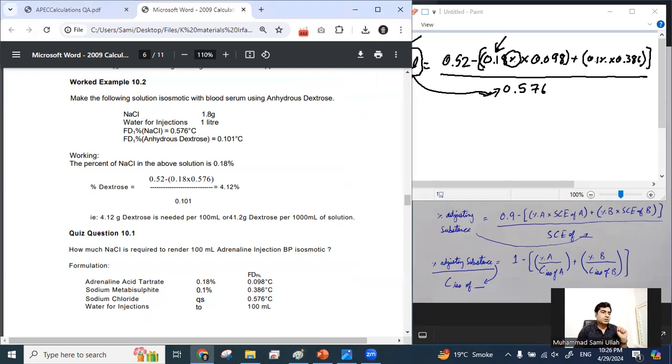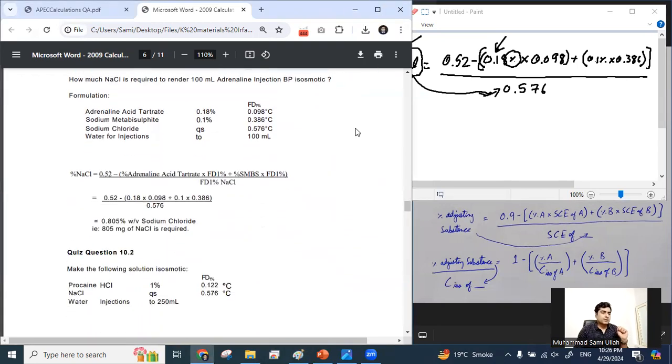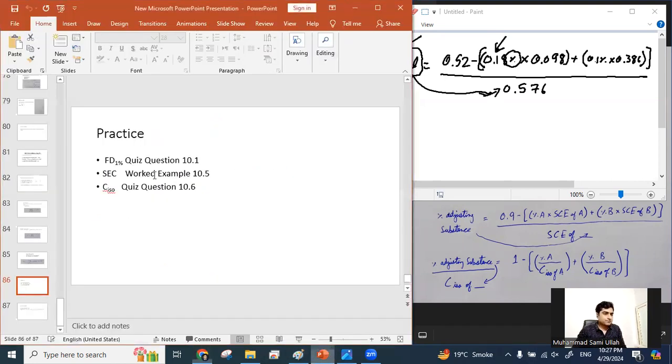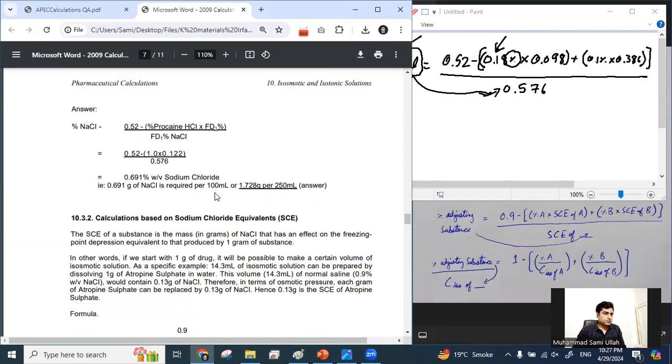Moving forward, let's see a question where they have given us SCE. Everything is going to be the same, just the values are going to be in SCE this time. Example 10.4.